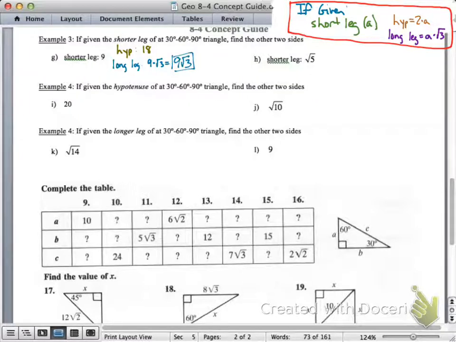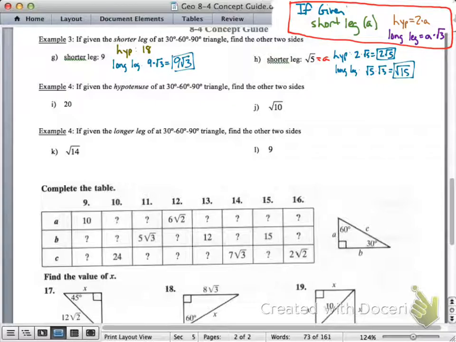We're done. What happens if there's a radical there? Well, same process, we just will have radicals to deal with. If the short leg is the square root of 5, the hypotenuse is double that, 2 times the square root of 5. The long leg will be the square root of 5, the short leg, times the square root of 3. Short leg times the square root of 3. So square root of 5 times the square root of 3 is the square root of 15.